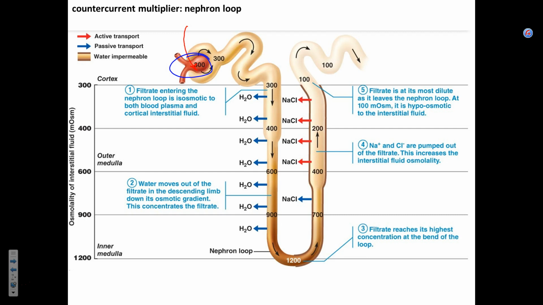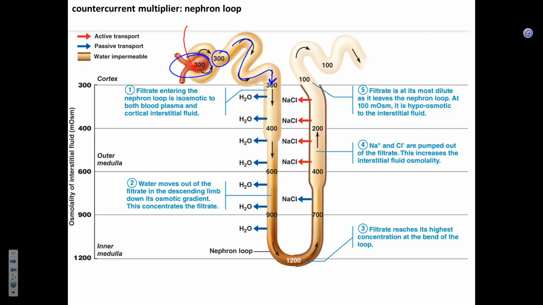So remember I told you that virtually everything from plasma except proteins is filtered into the renal capsule. So what's going to be the initial osmolality of the filtrate? 300, because everything is filtered. It's the same solution, right? So here's your 300 milliosmoles filtrate that, after going through the proximal convoluted tubule, enters the nephron loop.